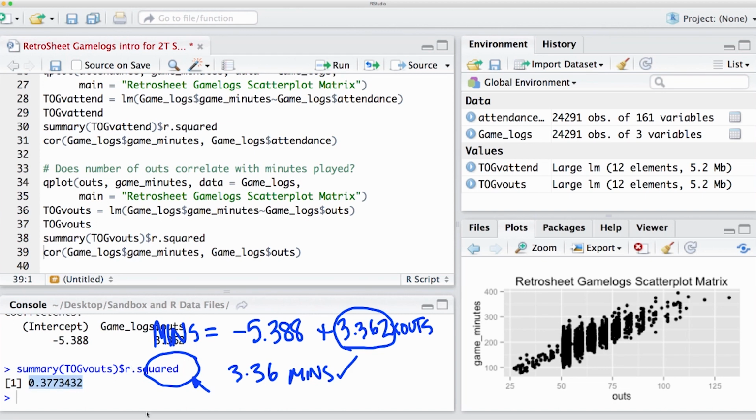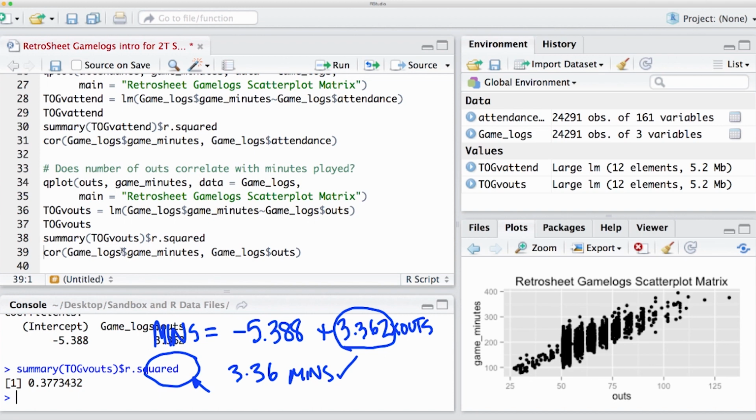What this is saying is that including outs in a model that helps determine how long a game is played in baseball explains 37% of the variability of minutes. In other words, 37% of the variability in the length of the game can be explained by including in our model the number of outs in the game. There's other factors too. It's not a perfect coefficient of determination, but 37% is the r squared value.